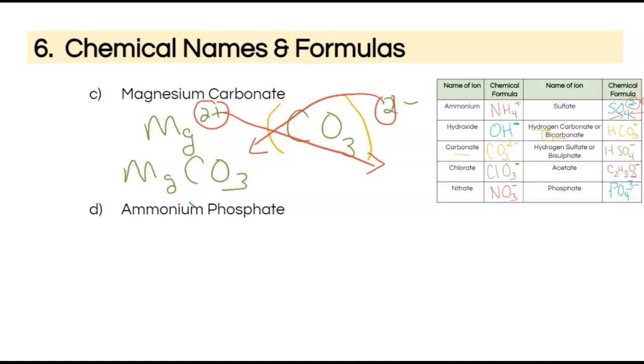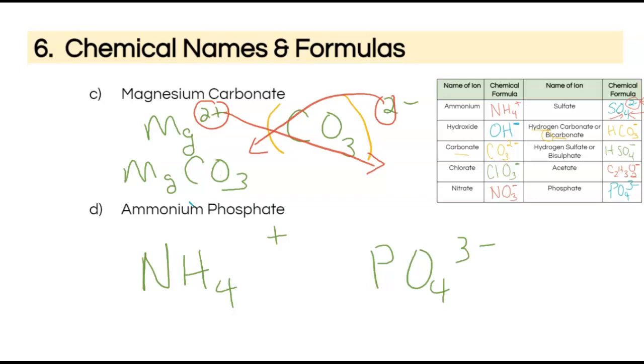Okay, so next is ammonium phosphate. So pause the video and then give that a try. And when you're ready, you can resume the video and we will take it up. Okay, ammonium phosphate. So ammonium has the formula NH4 with a +1 charge, and phosphate is PO4 with a 3 negative charge.